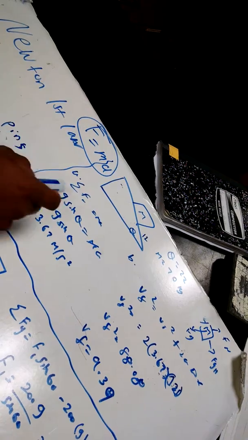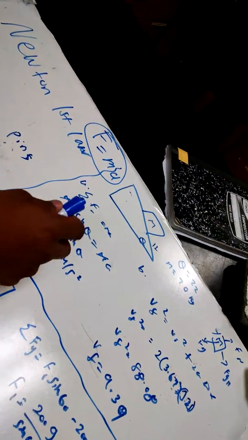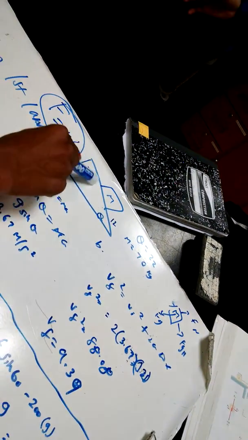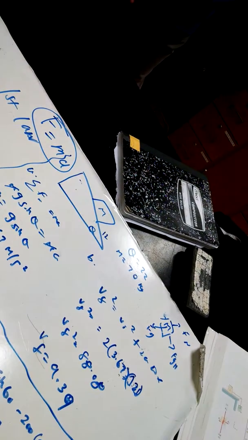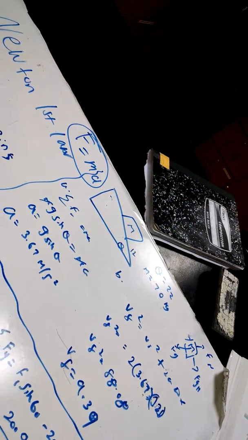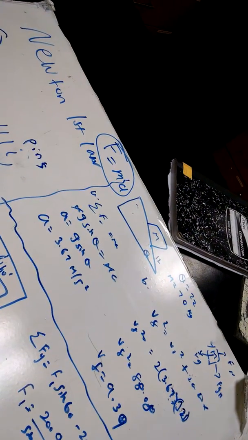So we can use our identity, the sum of forces equals ma. Now we know the only force on the block down the incline is the force of gravity in the x direction. So we have mg sine theta equals ma, and you can easily solve that to find the acceleration.